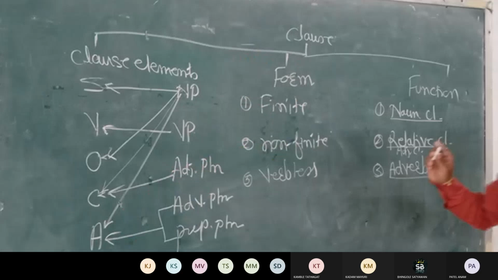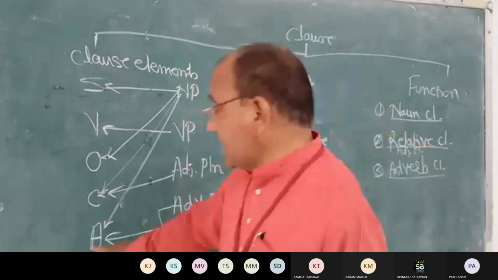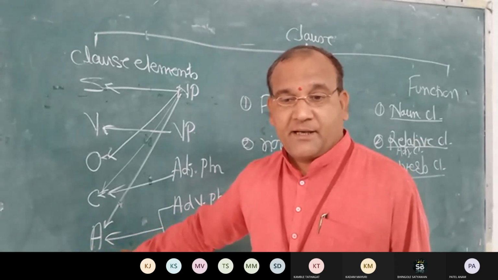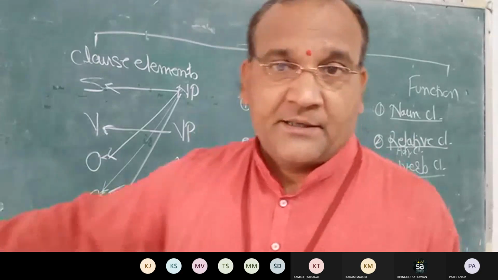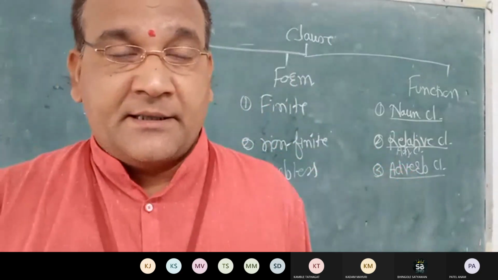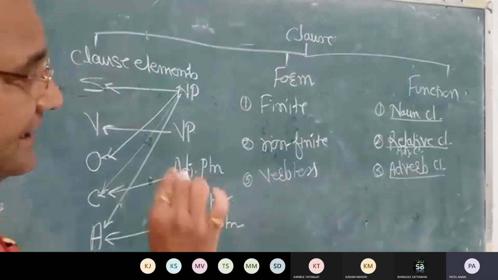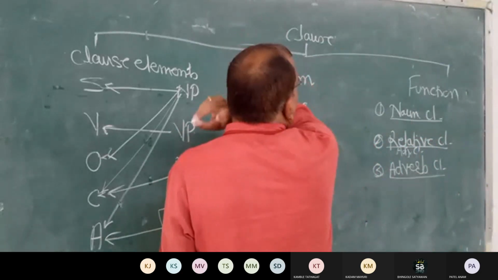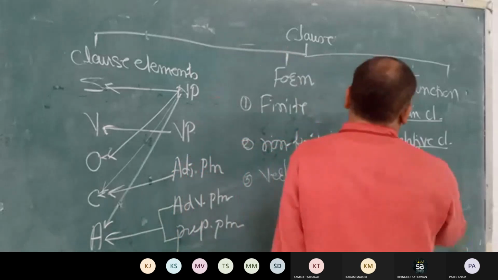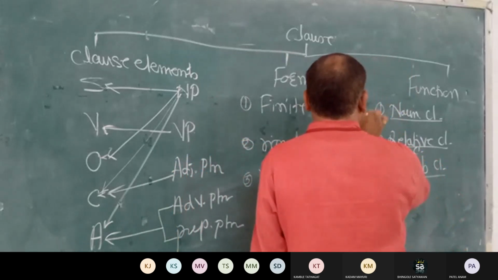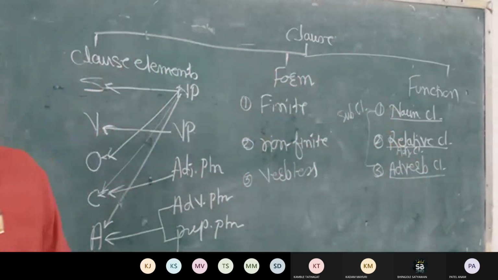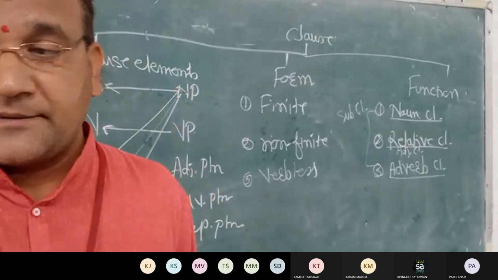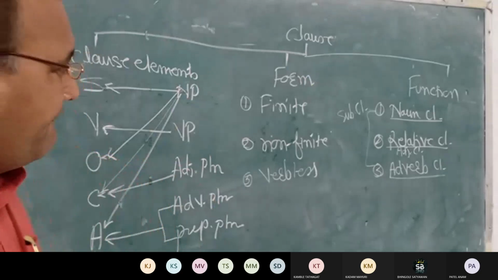An adverb clause functions like an adverb. Like an adverbial, it also provides circumstantial information regarding time, place, manner, condition, reason, etc. So these are the types of adverb clauses. Clear? What I said regarding the relative clause? Yes, sir. All these are subordinate clauses: noun clause, relative clause, and adverb clause. So definitely they have got something to do with complex sentences. Right. Yes, sir.